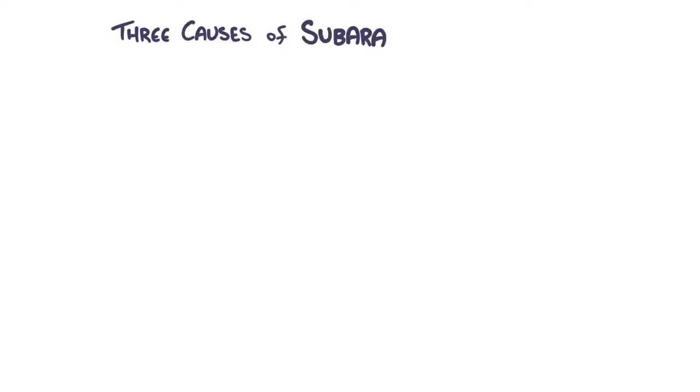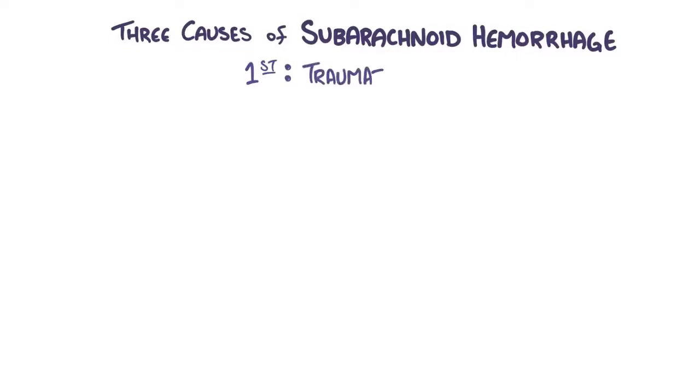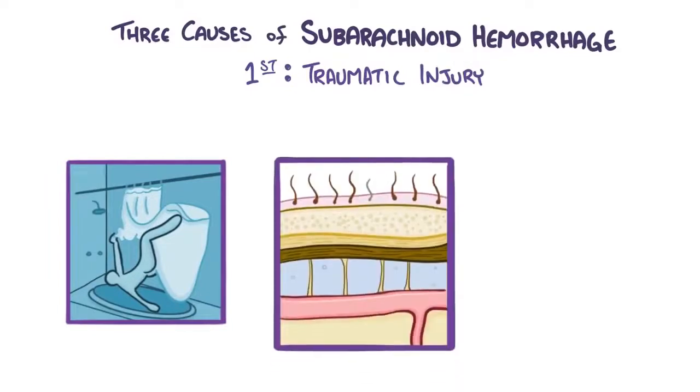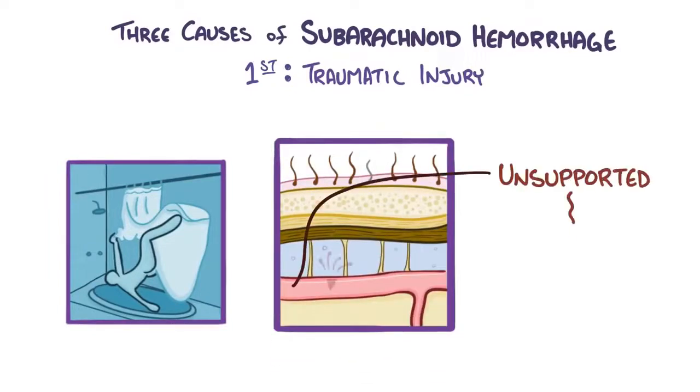Three things can cause a subarachnoid hemorrhage. The first and most common cause of a subarachnoid hemorrhage is a traumatic injury, like falling in the bathtub and hitting your head. Arteries in the subarachnoid space are unsupported and can easily break.